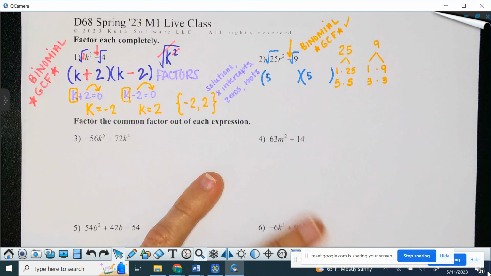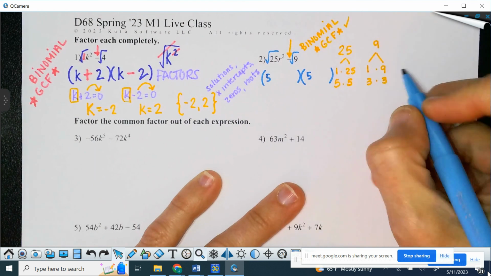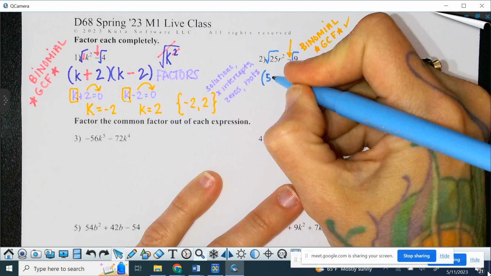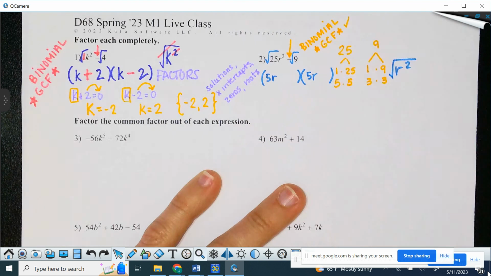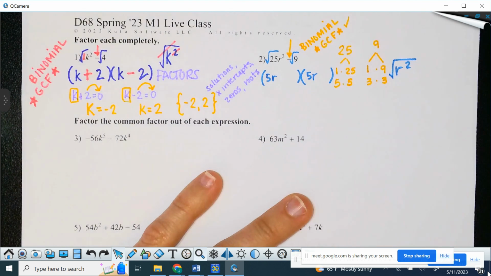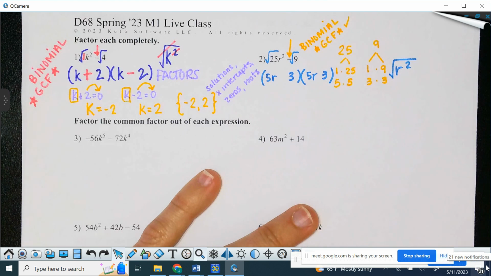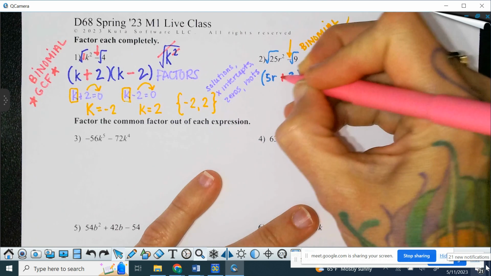Remember r squared, and we're going to square root it. R. Good. So 5r, 5r. That's our first term. What's the square root of 9? Good. 3, 3. Every time we take a square root, we have a plus and a minus. So again, these are our factors.